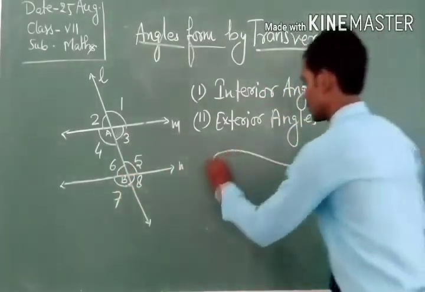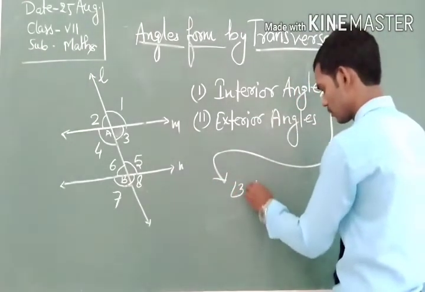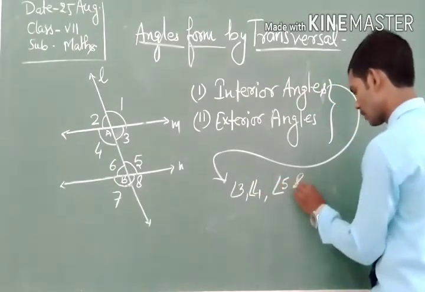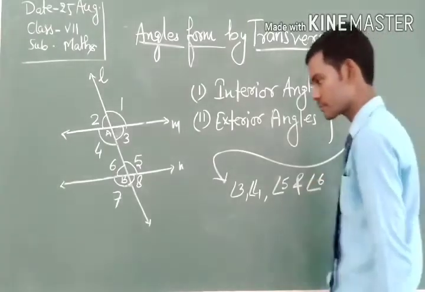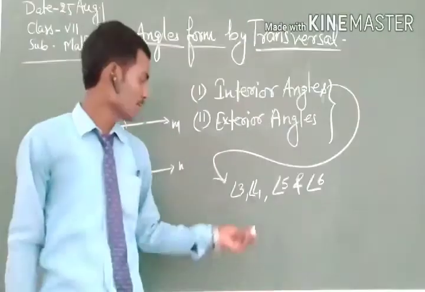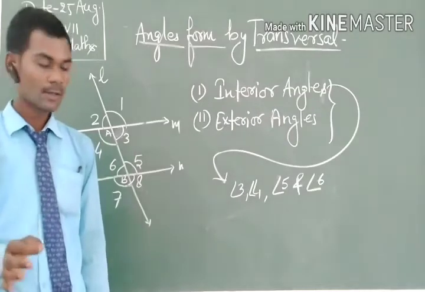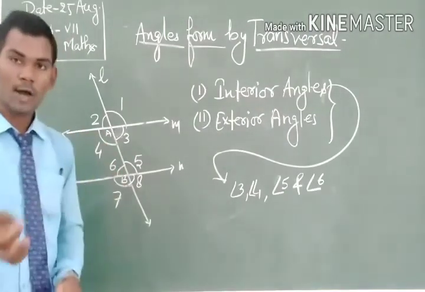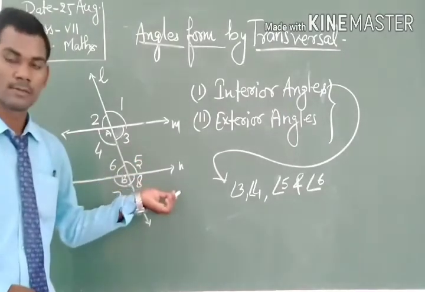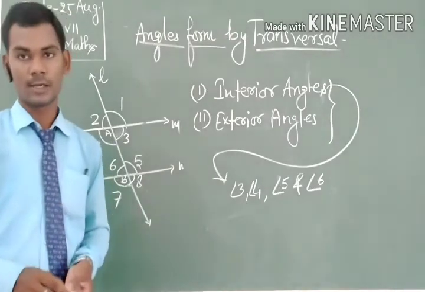So the interior angles are angle 3, angle 4, angle 5 and angle 6, because these four angles have a common line segment, that is AB, and also lie between the given lines M and N. They are therefore called interior angles.